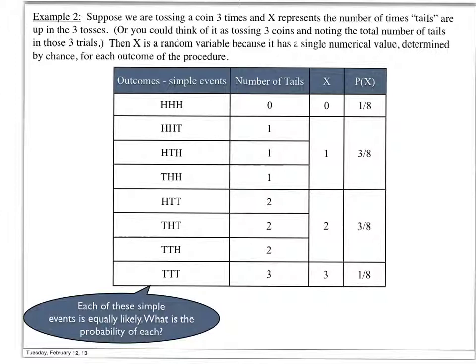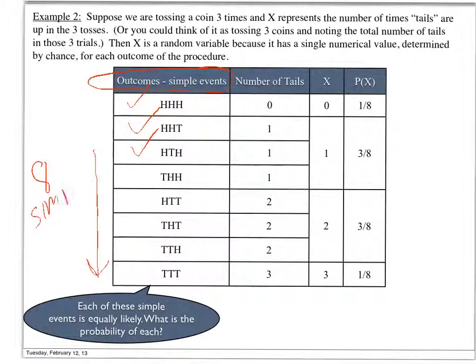We build that by starting from the simple events, or the simple outcomes that we are obtaining when we do this experiment. So if we toss a coin 3 times, the possible things that could happen are we could get 3 heads, 2 heads and then a tail, a head and then a tail and then a head, and so on down the table. And you can see that there are 8 possible outcomes, and these are simple events.